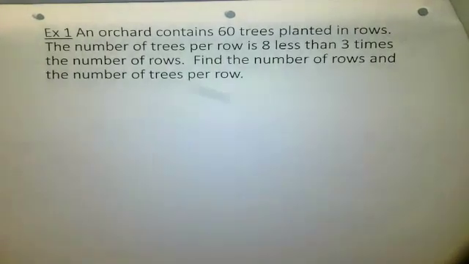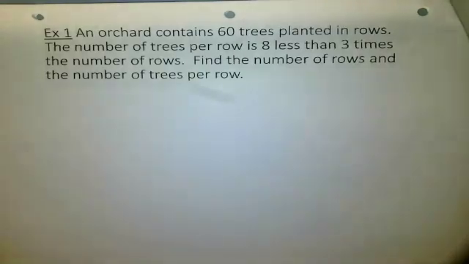You can. An orchard contains 60 trees all planted in rows. The number of trees per row is 8 less than 3 times the number of rows, which is really weird wording. Find the number of rows and the number of trees per row. Really weird. You really like this question, but I couldn't not do it. Mostly because they have a question kind of like this in college algebra at U of A. So I thought I needed to do it.